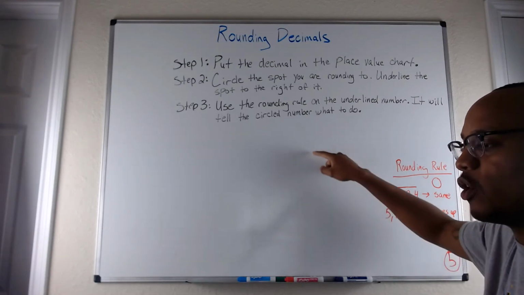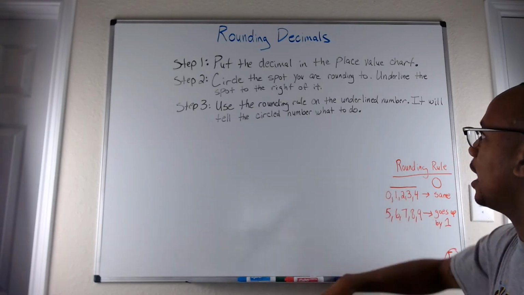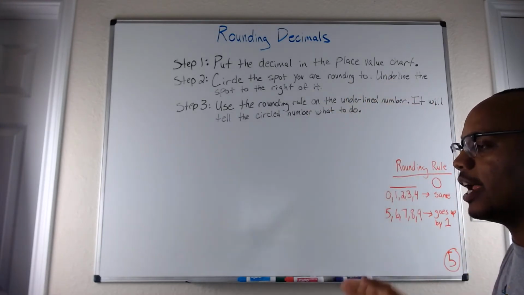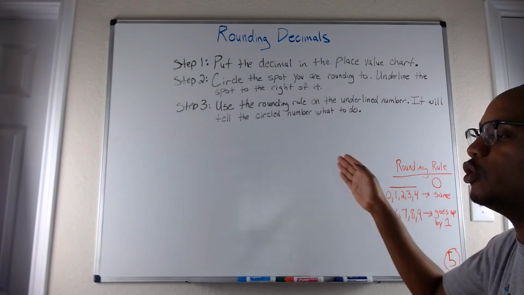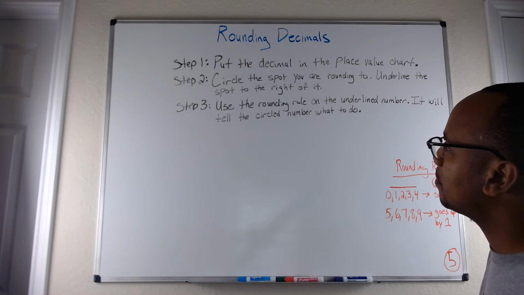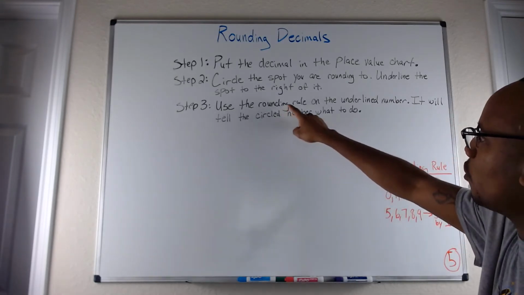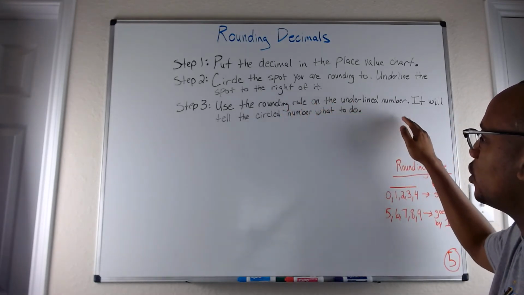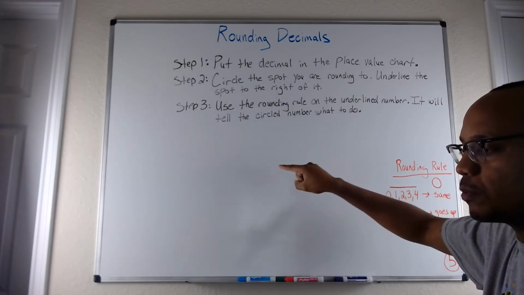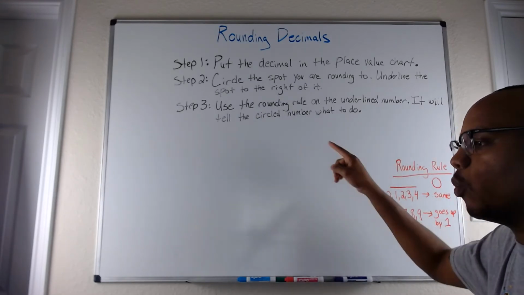Step two, you're going to circle the spot you're rounding to, right? You're going to hone in on that spot, all right? Then you're going to underline the spot to the right of it. The spot behind it to the right will help you determine what to do with that circled spot that you're focusing on. Step three, you're going to use the rounding rule on the underlined spot, which is behind it. It will tell the circled spot that you're focusing on what to do.